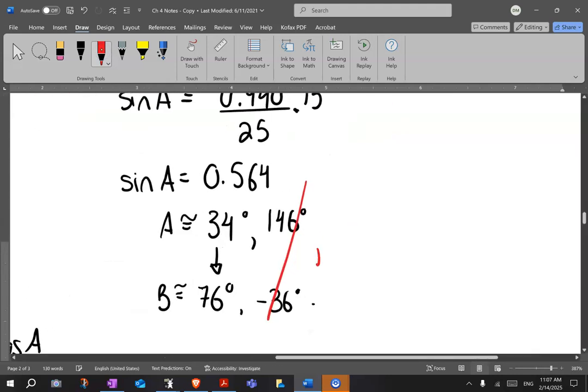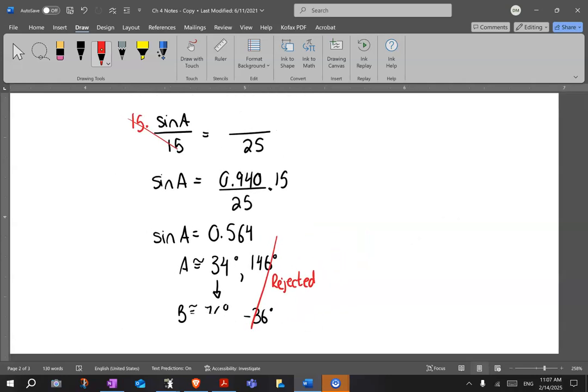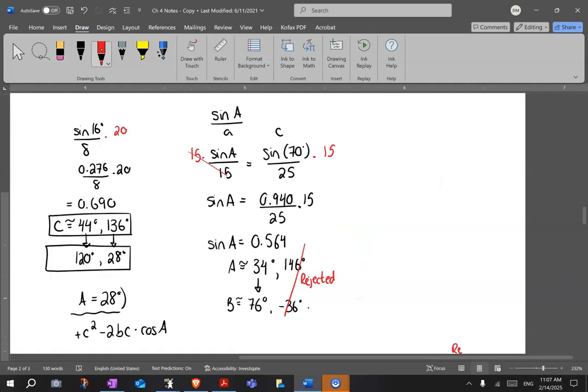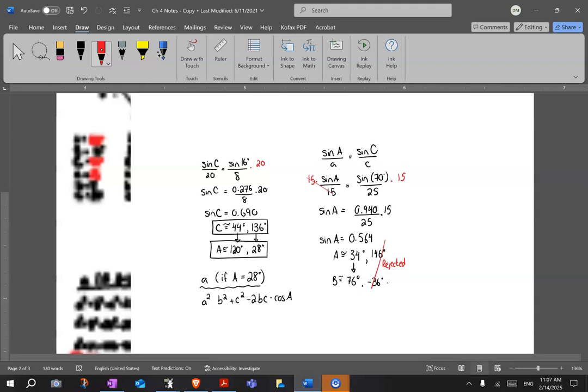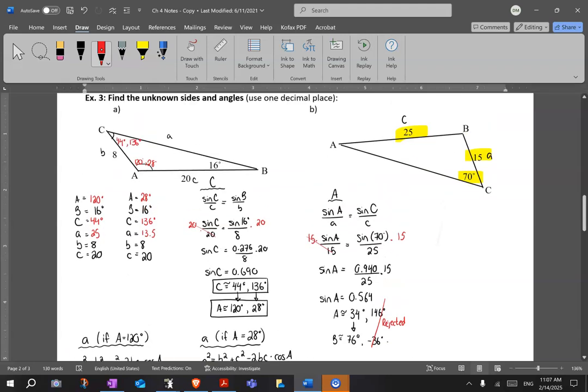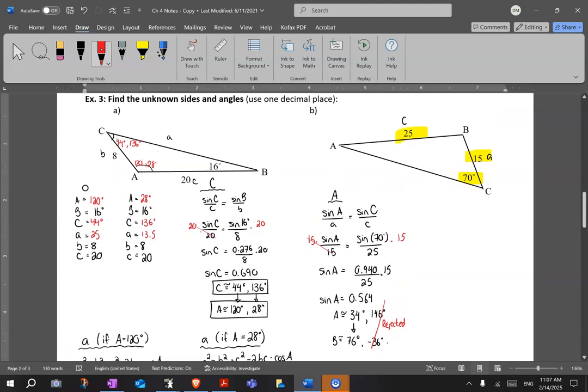So I'm going to write rejected. There we go. If I take a look at comparing both these questions, they both forced me to use a sine law. I had to use a sine law and find angle C initially. Here I was forced to use a sine law and find angle A. Doesn't matter what they're called. With the first example, I got two possibilities that both made sense.